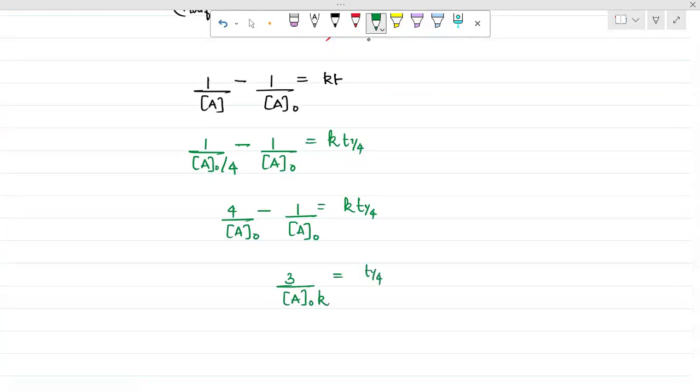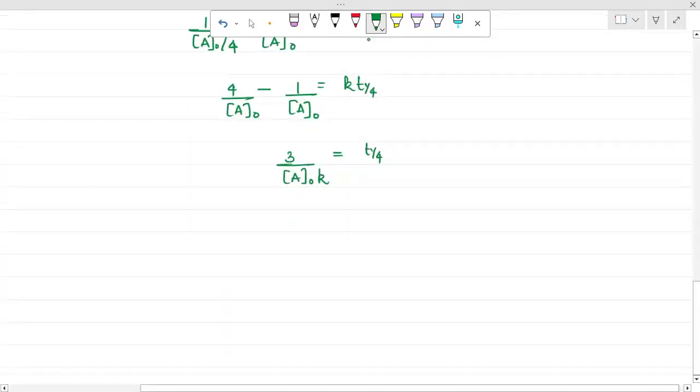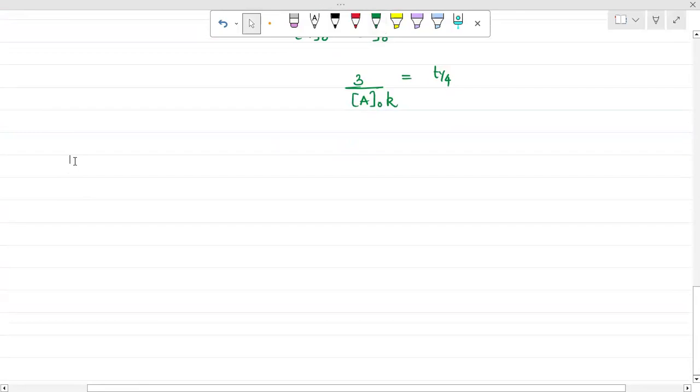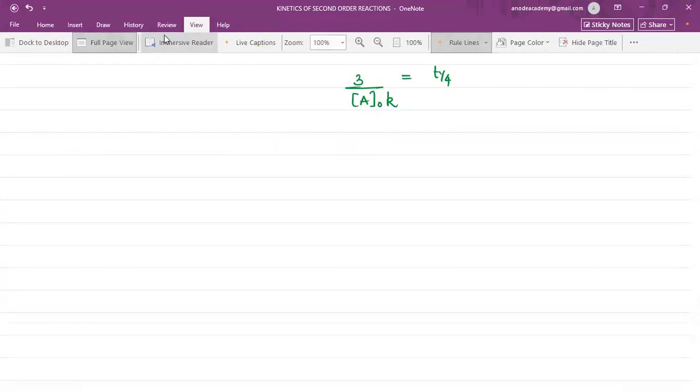Don't mug up. If you know the integrated rate equation, you can derive it within 4 to 5 seconds. Don't take time. Okay. So that's all. Let's draw some graphs and wind up the kinetics of second order reactions. We'll do some problems in the upcoming days.